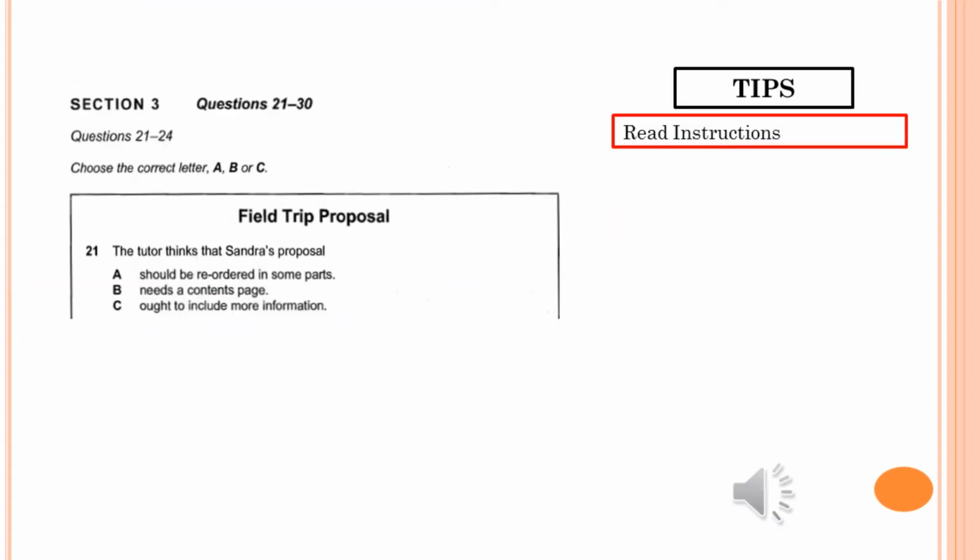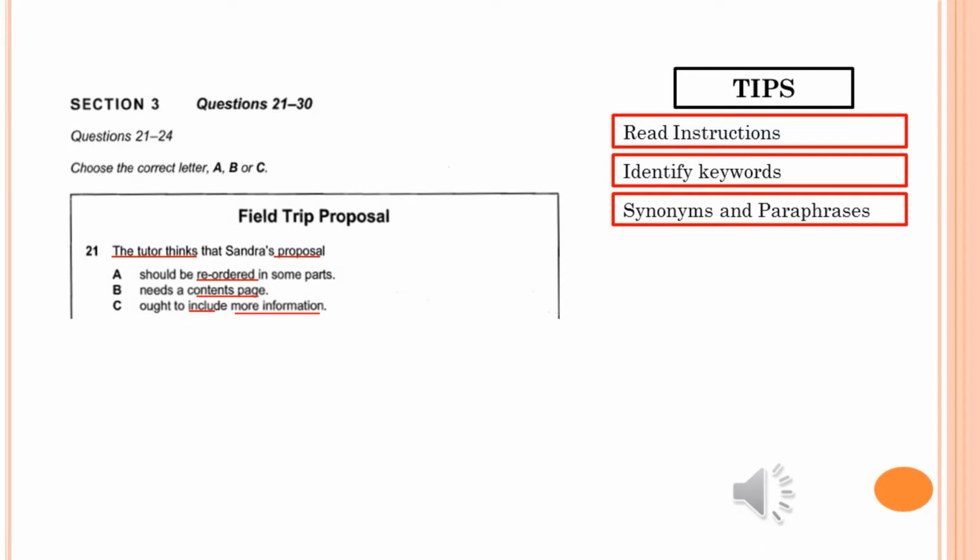Tip number 2, mark your keywords. And tip number 3, keep your ears open for synonyms. The recording never narrates an exact replica of your question. Rather, it paraphrases the statement by using synonyms of the words that appeared in the question. For example, this is a single answer MCQ. Listen to the recording and answer question 21.